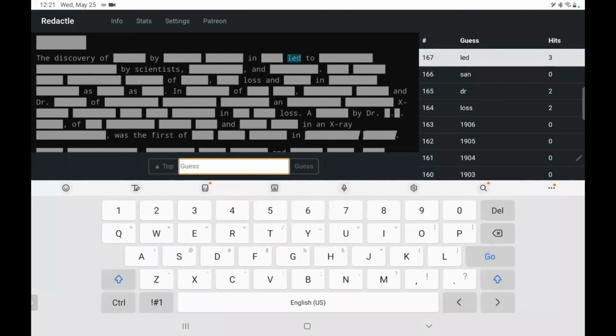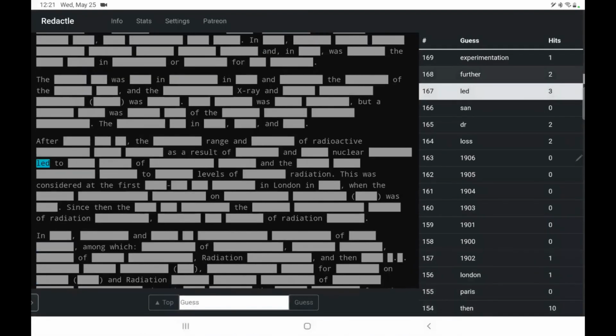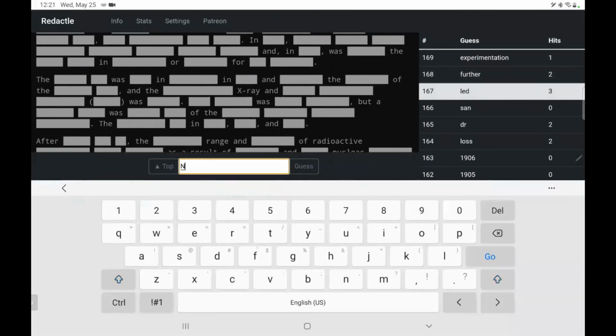I think lead. Yes. So the discovery of something by someone in some year led to further experimentation. There we go. Led to. Let's look at these LEDs or LEDs. How about new?